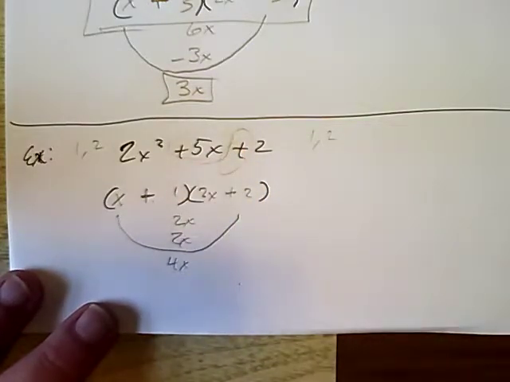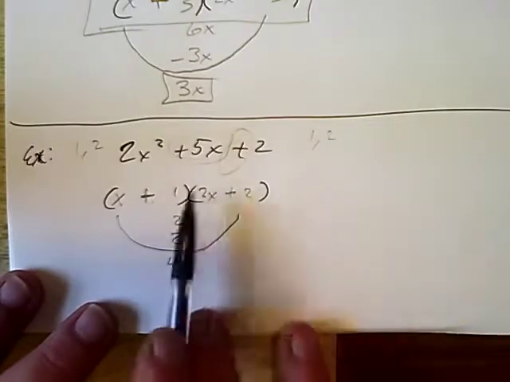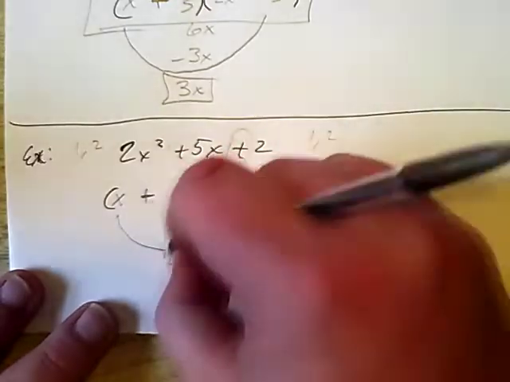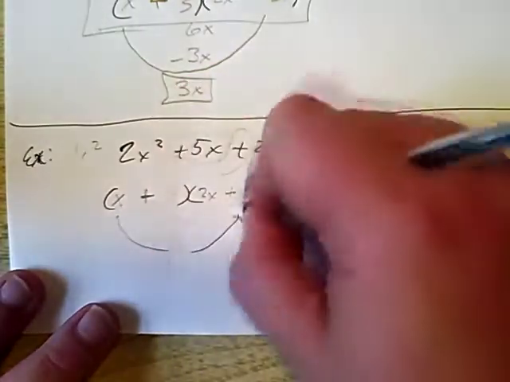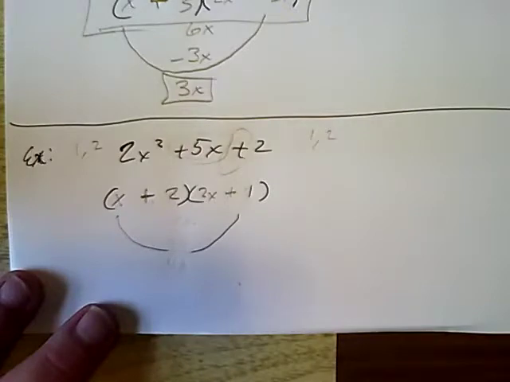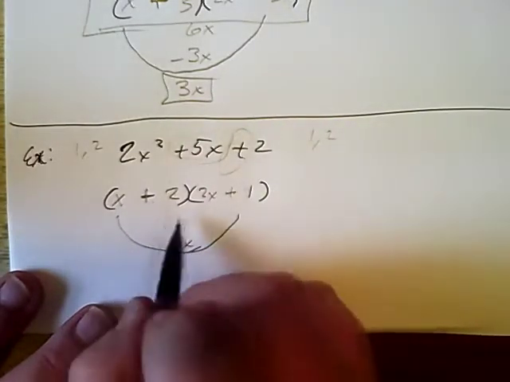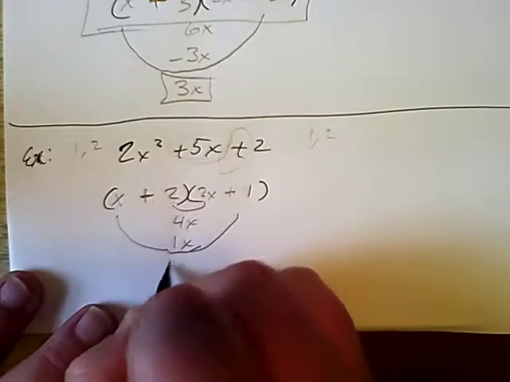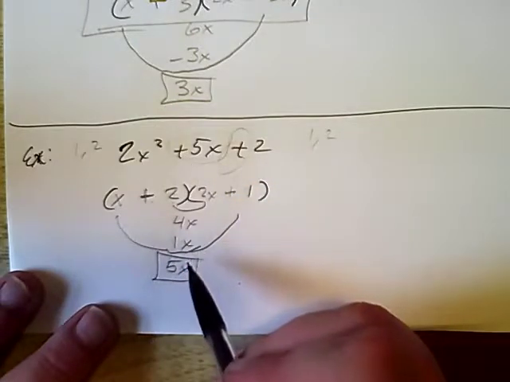Well, what can we switch around? I could switch the signs, but they're both pluses, so that doesn't help me. So now I'm going to look to switch my numbers, 1 and 2. What happens if I switch those around? Switch the 1 and the 2. If I put the 2 here and the 1 here, x times 1 is 1x. 2 times 2x is 4x. 4x plus 1x. Hey, that's what I was looking for, the 5x.